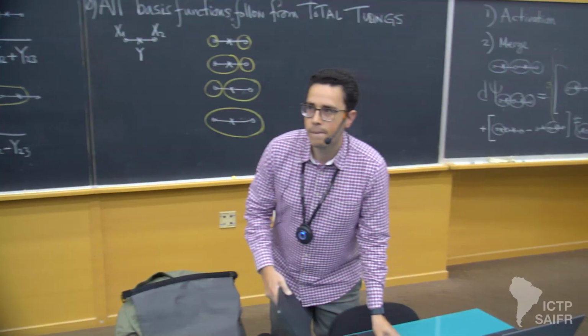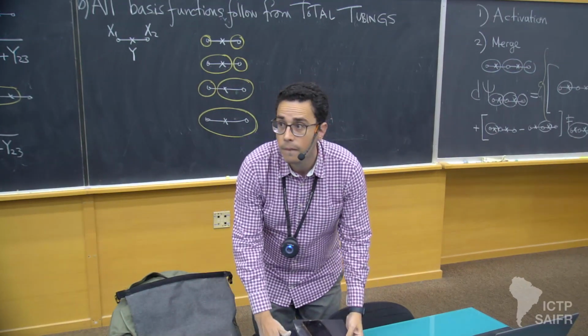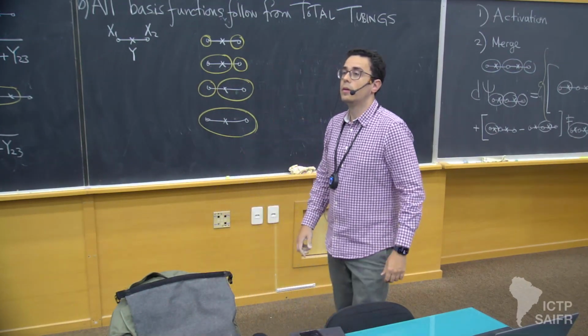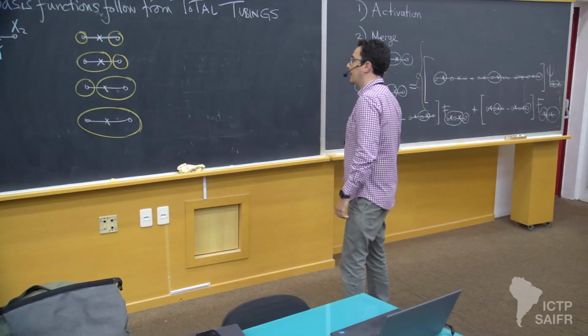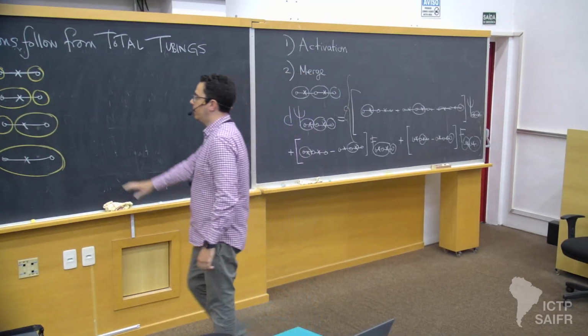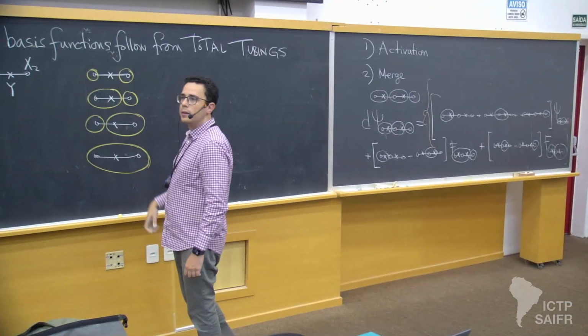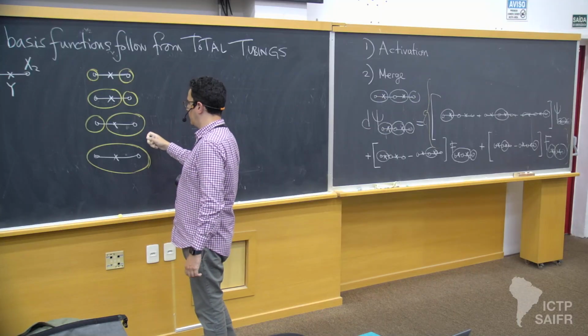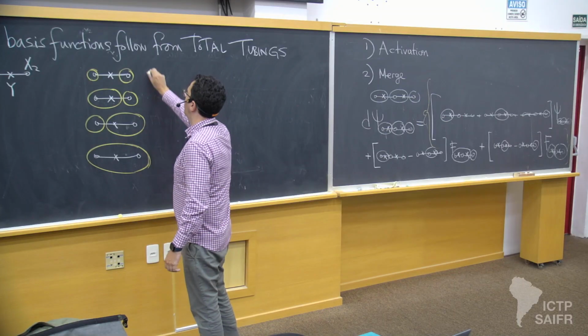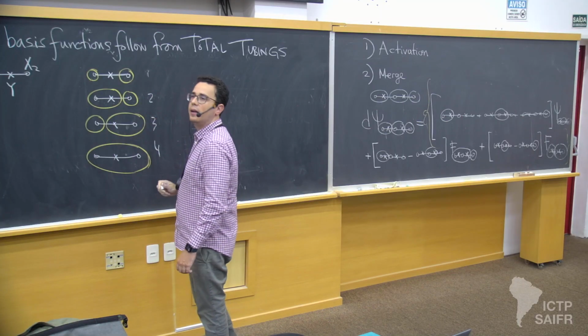Thank you. So in the tubings that you draw there, what is the feature that you use to distinguish, for example, the second and the third graph? Because it seems that if you rotate this, the other one, maybe they are related by a symmetry factor. 2 and 3?